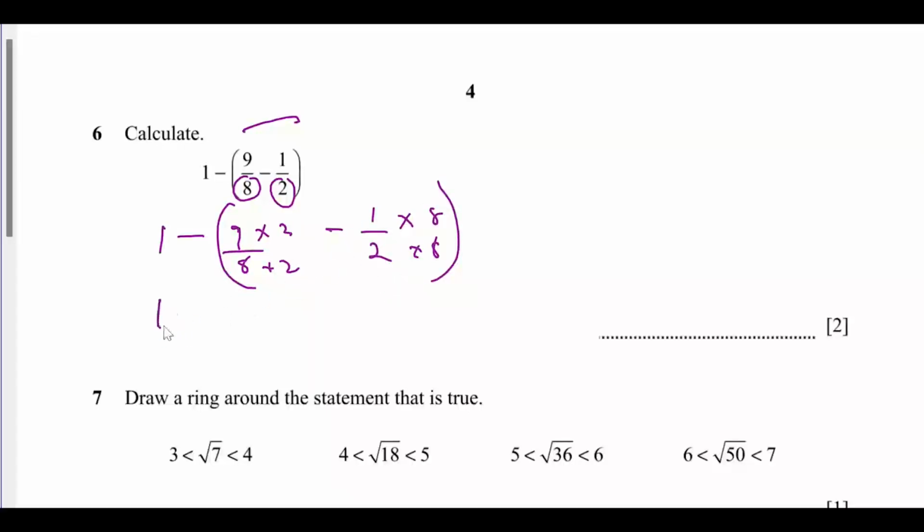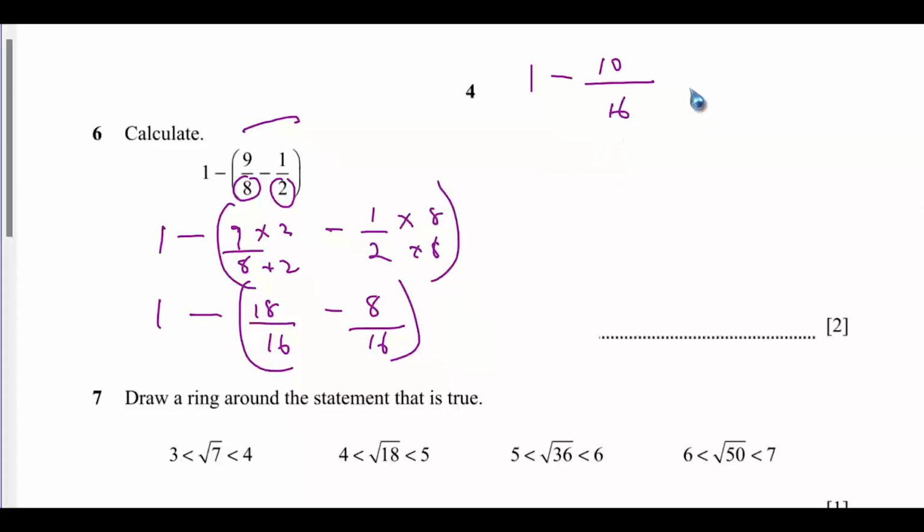So this will give us 1 minus 9 times 2 is 18 over 8 times 2, 16, minus 1 times 8 is 8 over 2 times 8, 16. Okay, so you have this. Since you have common denominators, you can easily subtract the numerators. So this will be 1 minus, into brackets. Okay, you may decide to leave the bracket now. 18 minus 8, that will be 10 over 16. Okay, so there is a trick I do use here. Anytime you are subtracting a fraction from 1, what you just do is this.